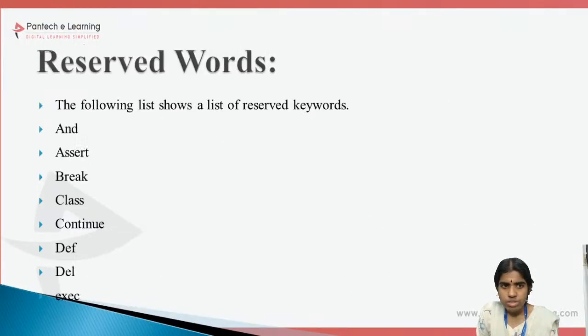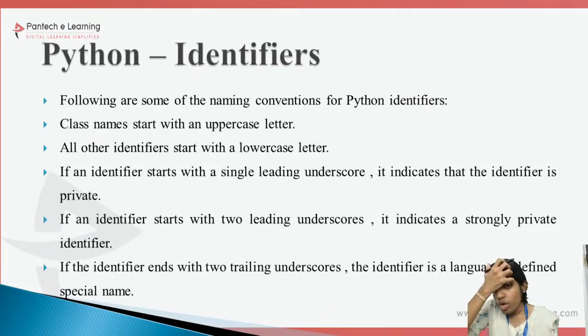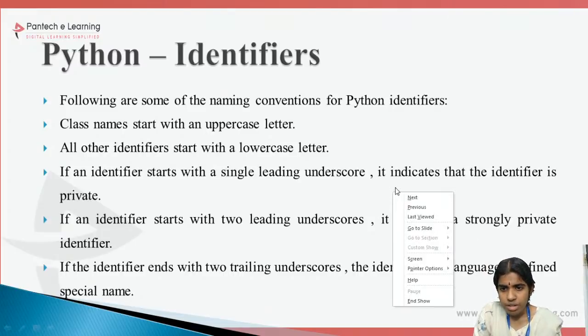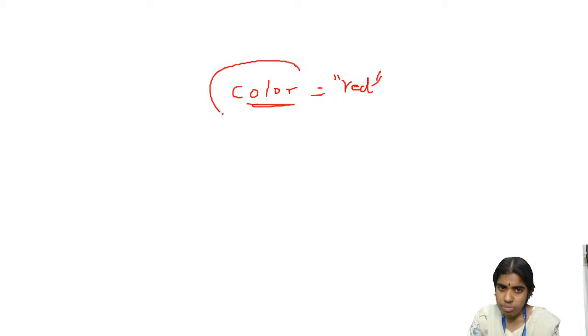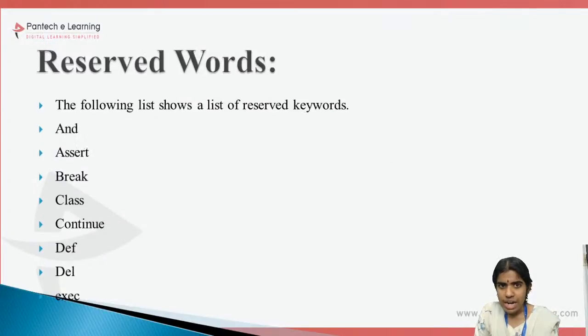I am just going to tell you one simple example. Say, for example, I am going to store some color. I have to give the name as color. So this is an identifier. It just identifies, so from the name I can understand this variable is going to hold a color. This is an example of an identifier. I am identifying the variables with some unique names. So this is what is called identifiers.